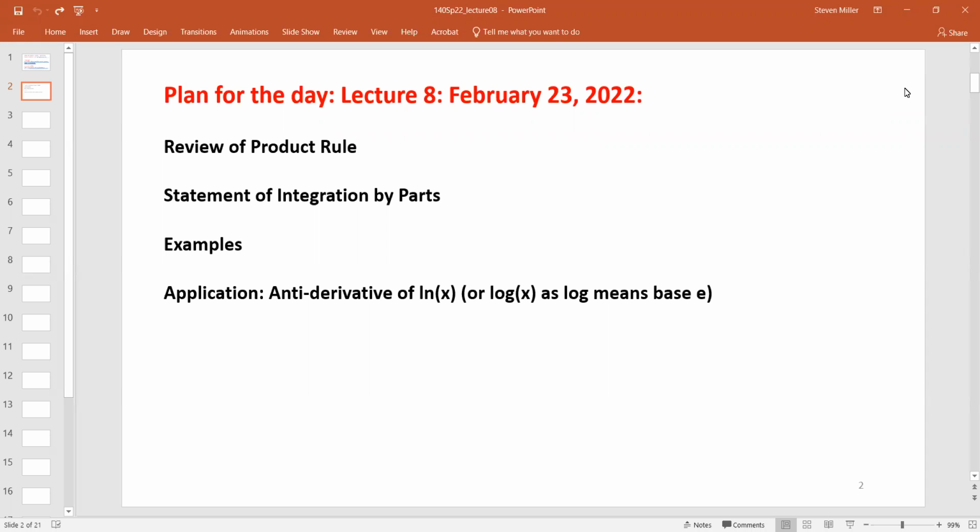And in college, we try to write log x to mean base e. In high school, we use ln for natural log. Just when you're looking at books, you have to always bear in mind what is the notation people are using.